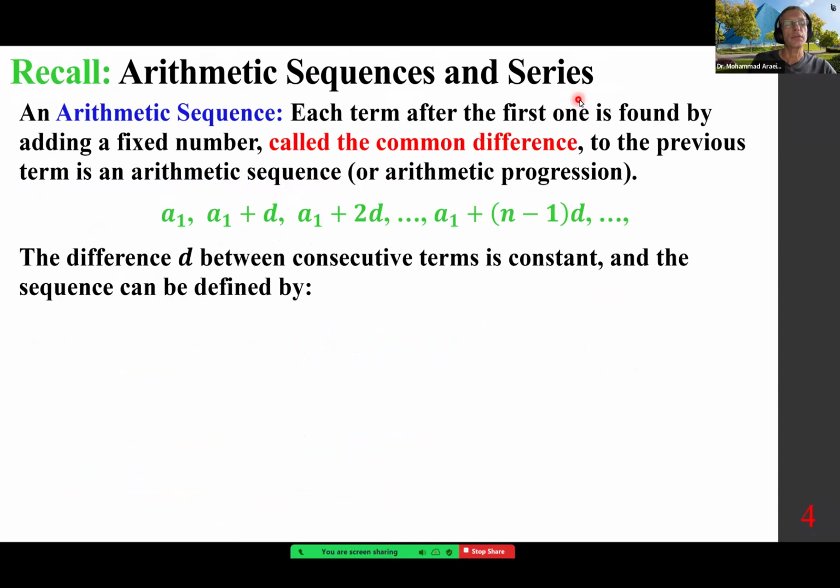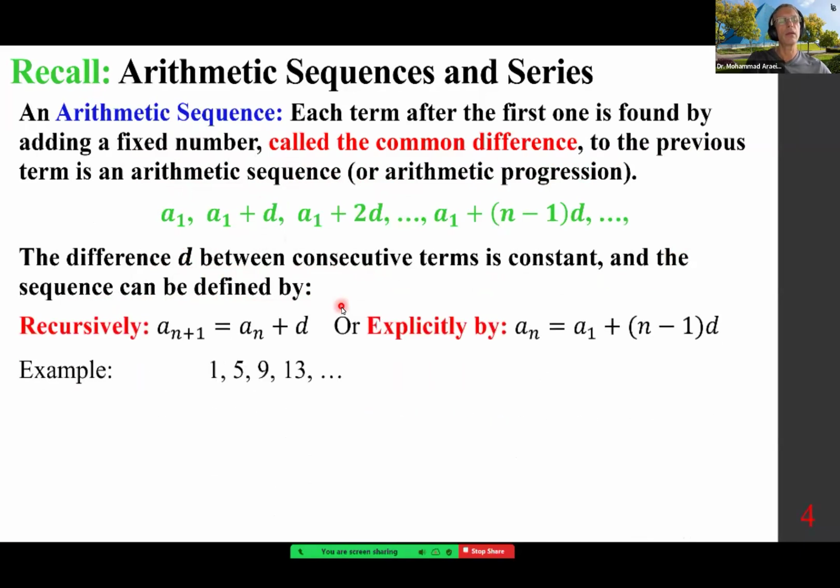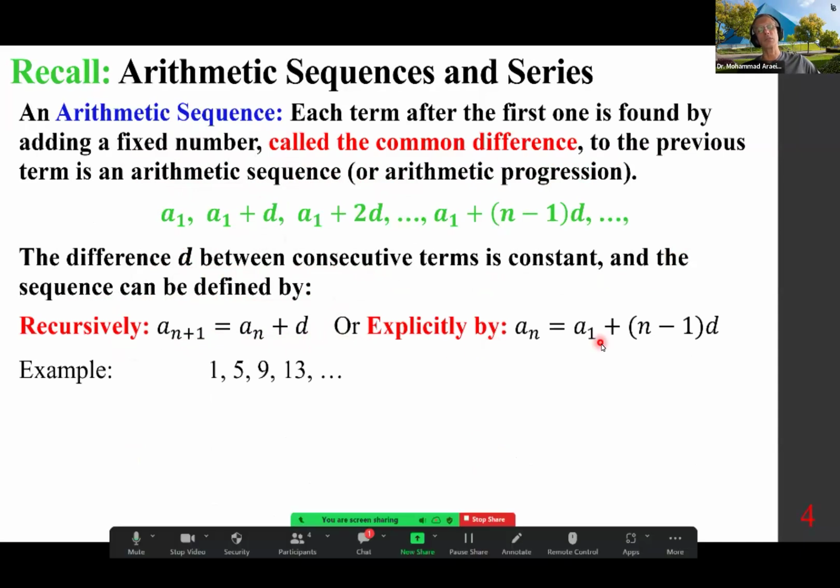Arithmetic sequence and series. An arithmetic sequence: each term after the first one is found by adding a fixed number called the common difference to the previous term, such as a sub 1, a sub 1 plus d, and so on. The difference, also known as the distance d between consecutive terms, is constant, and the sequence can be defined recursively, a sub n plus 1 is a sub n plus d, explicitly a sub n equals a sub 1 plus n minus 1 times d.